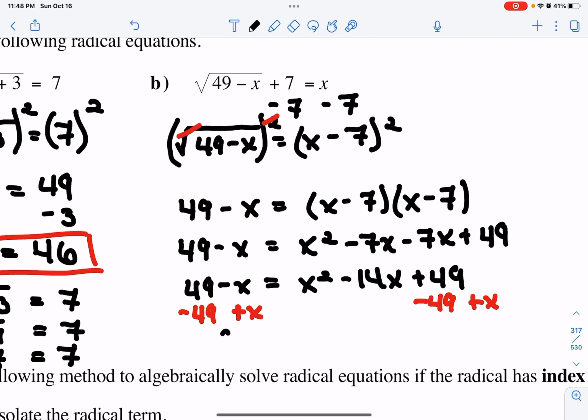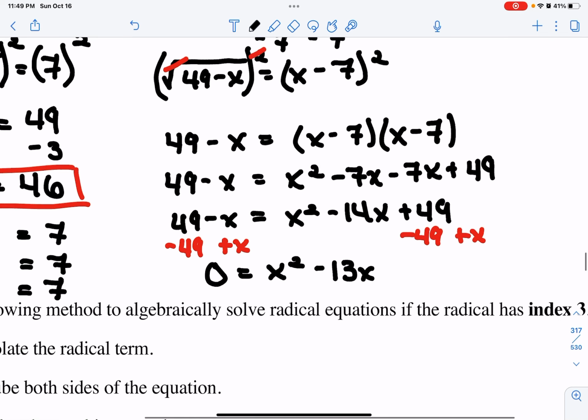So now I have 0 is equal to x squared minus 14x, or in this case, we need to make sure we're adding that x. So negative 14x plus the x gives me negative 13x. And then 49 minus 49 just gives me 0. Now I need to figure out what my x values are.